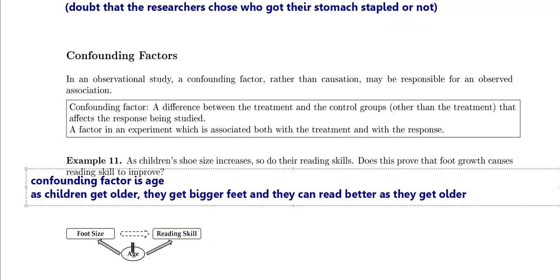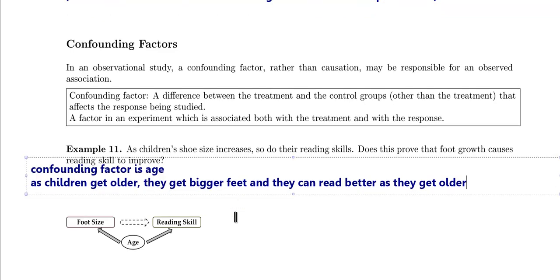So there's this nice diagram. Notice that age is affecting foot size and reading skill. However, if you take age out of the equation, then it appears that foot size might be affecting reading skill. So keep in mind that when we're just dealing with an observational study, you always have to look for the confounding factors, because there could always be this third factor that's really causing the relationship that you think you're seeing.